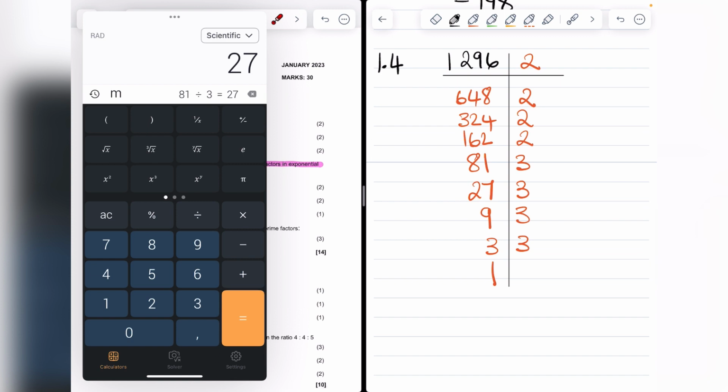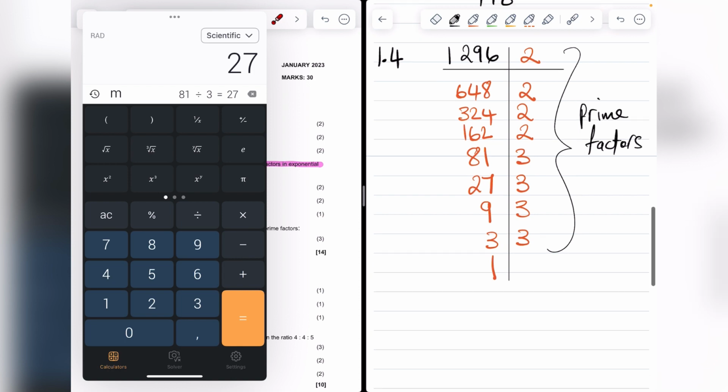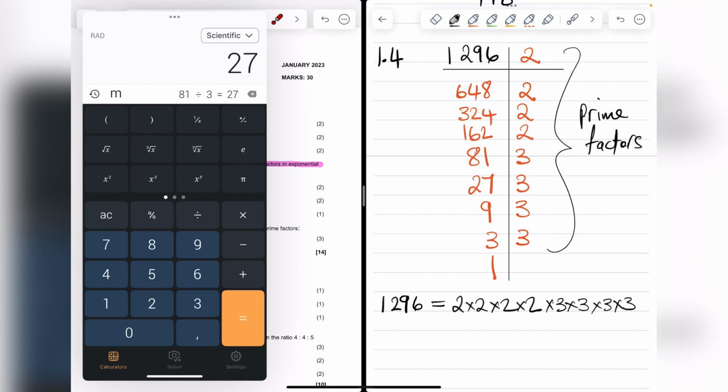So how do I write that out? So again, on the right hand side here, that would be my prime factors. But like I said in class, do not leave them on the ladder. Take them off and write them out as a product. So 1296 is equal to the product of 2 times 2 times 2, that's 4 2's, so 2 times 2 times 2 times 2. And then there are also 4 3's, so times 3 times 3 times 3 times 3.